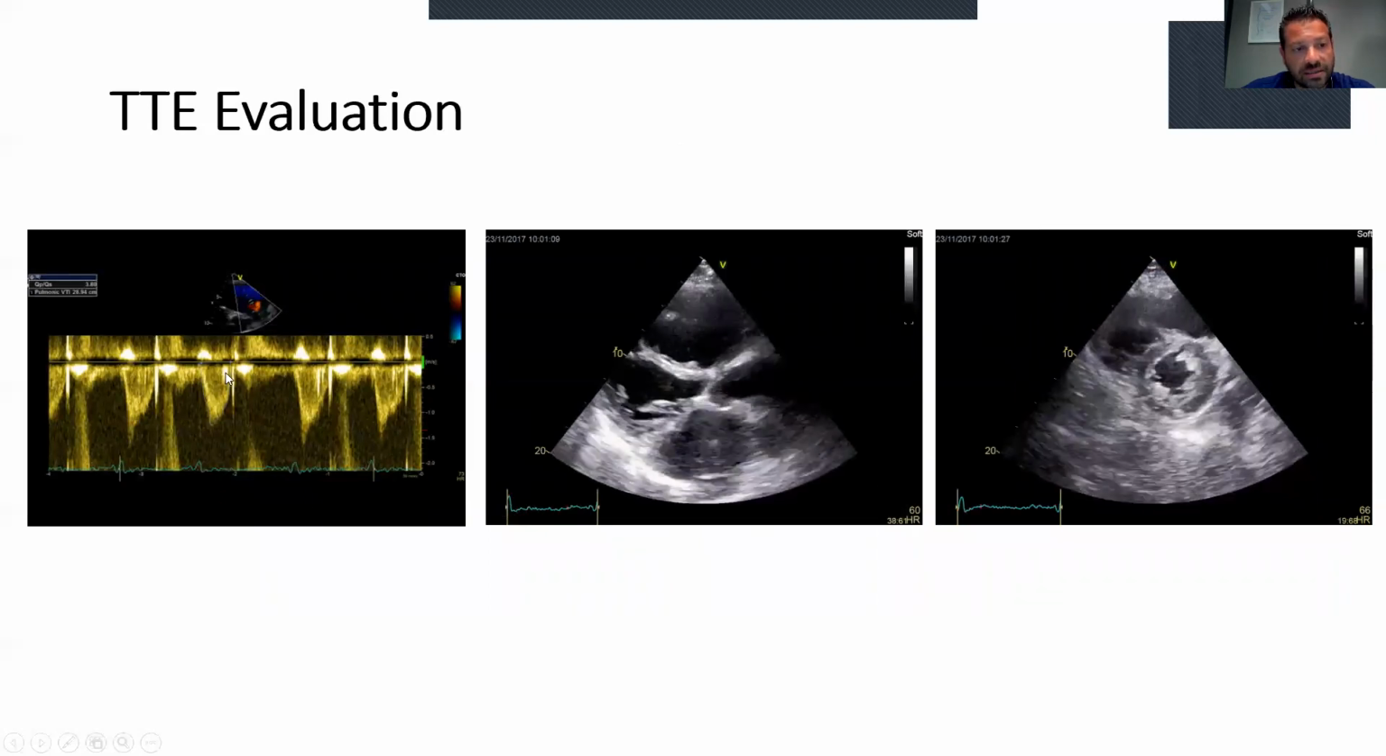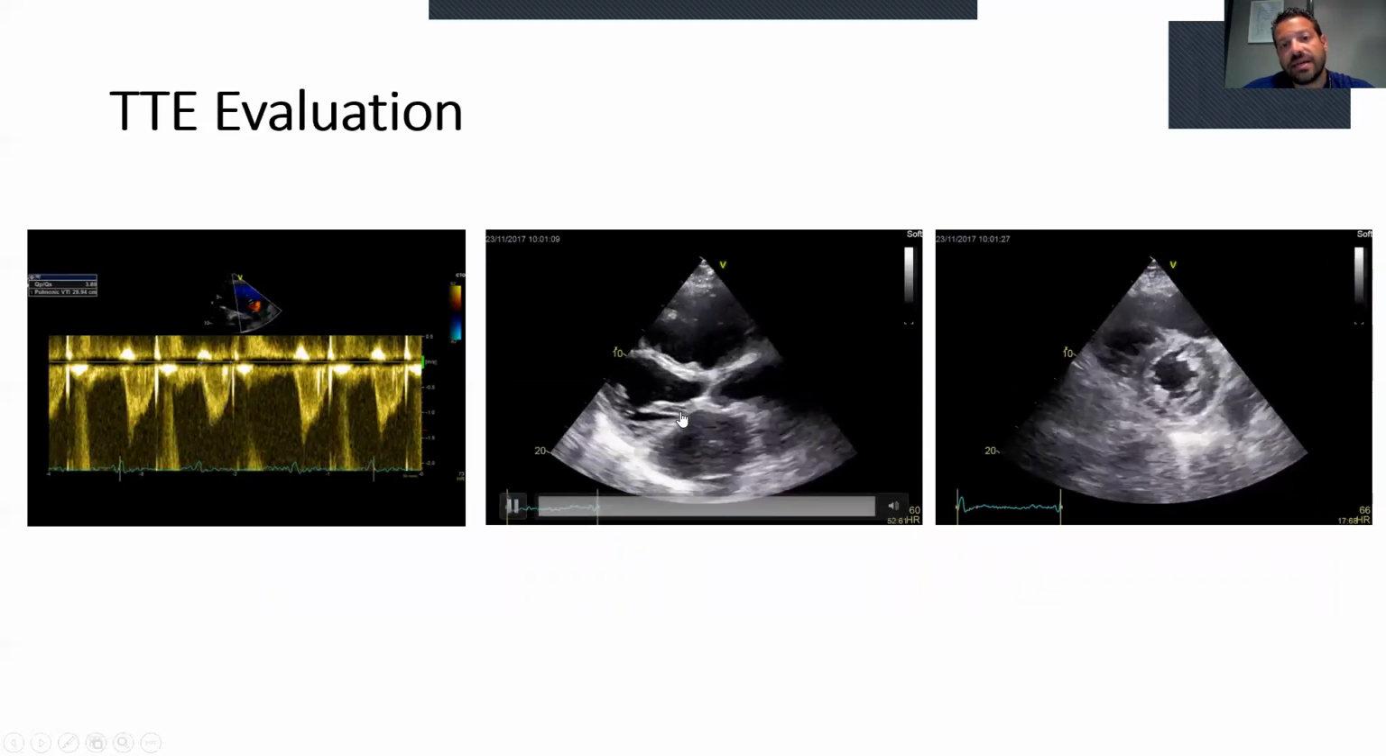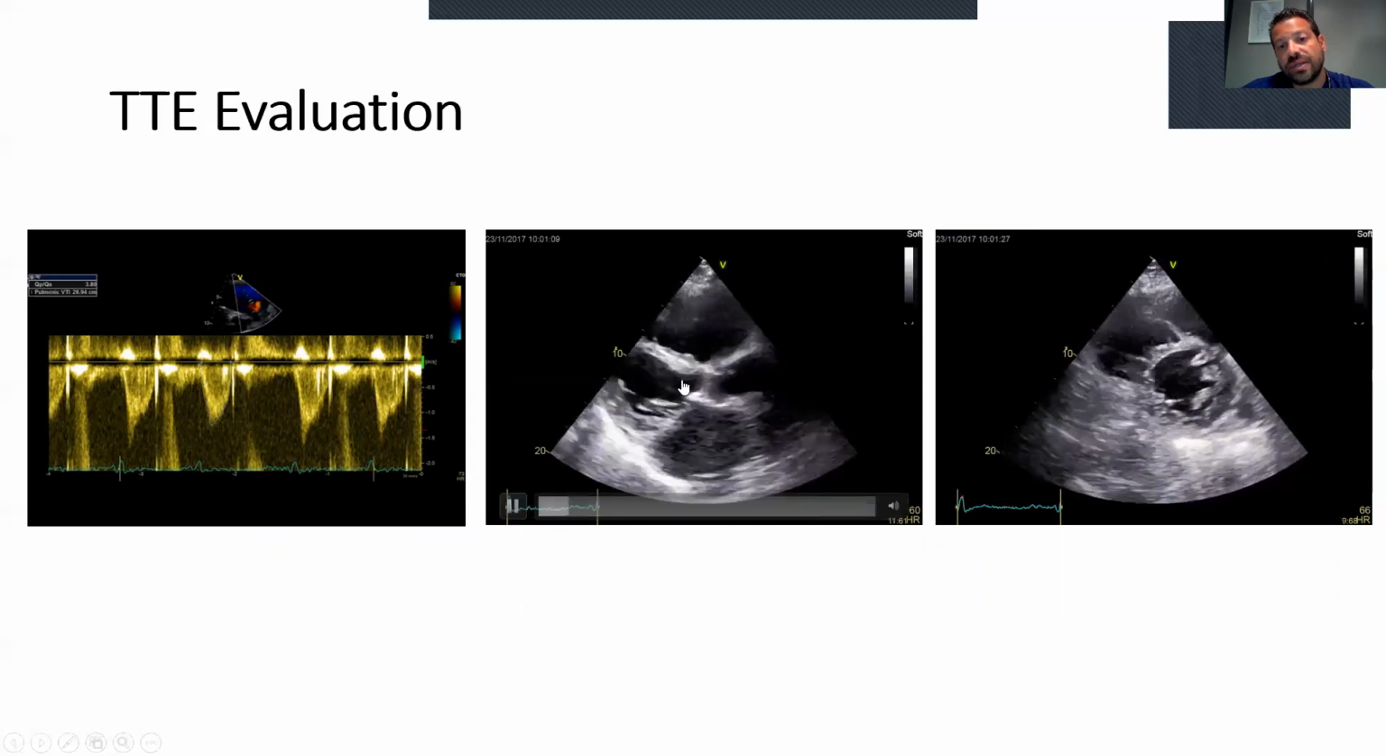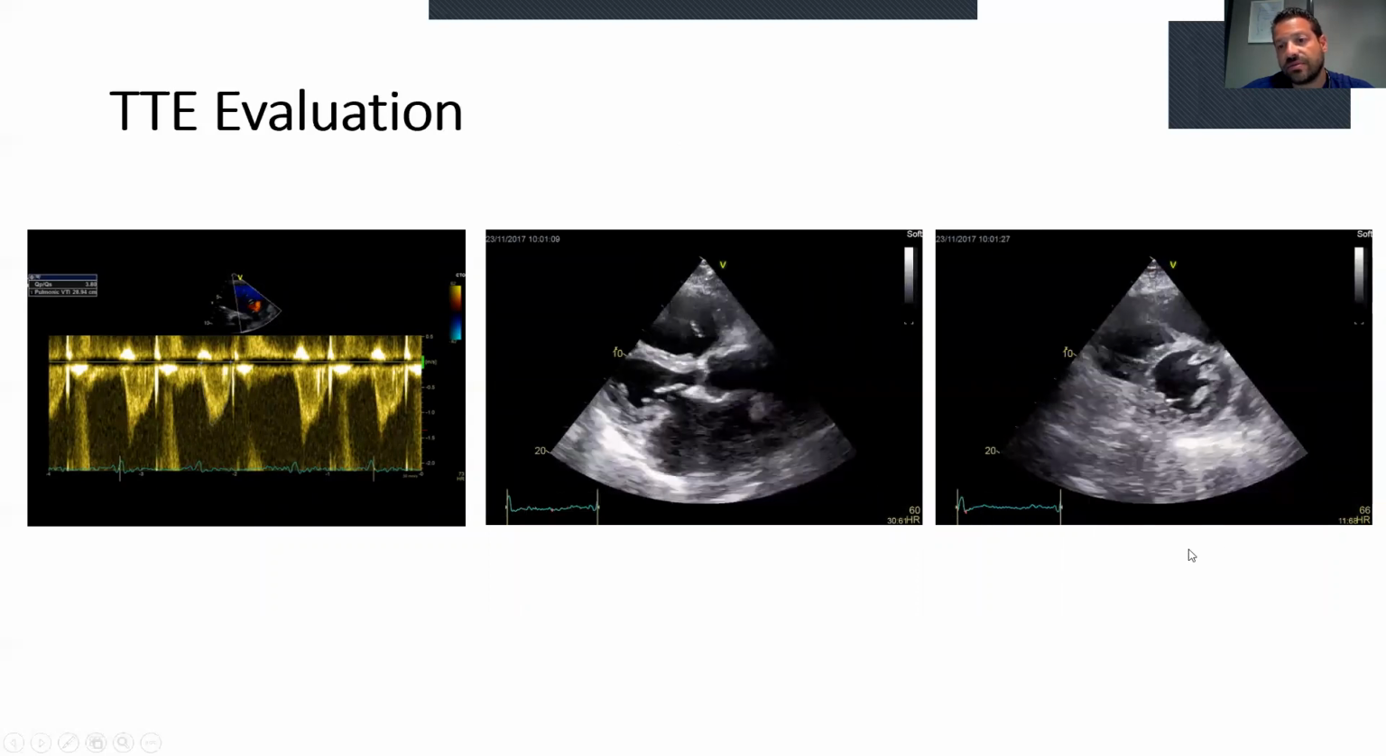Qp/Qs was measured at 3.8. You can see the flattening of the septum and dilatation of the right ventricle.